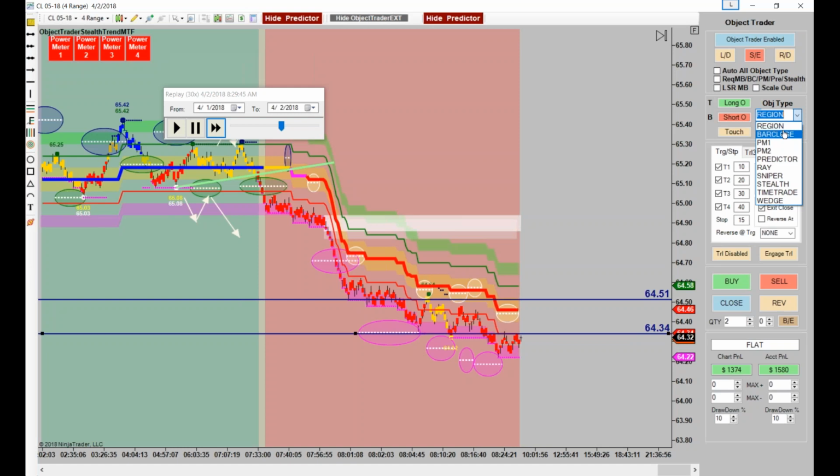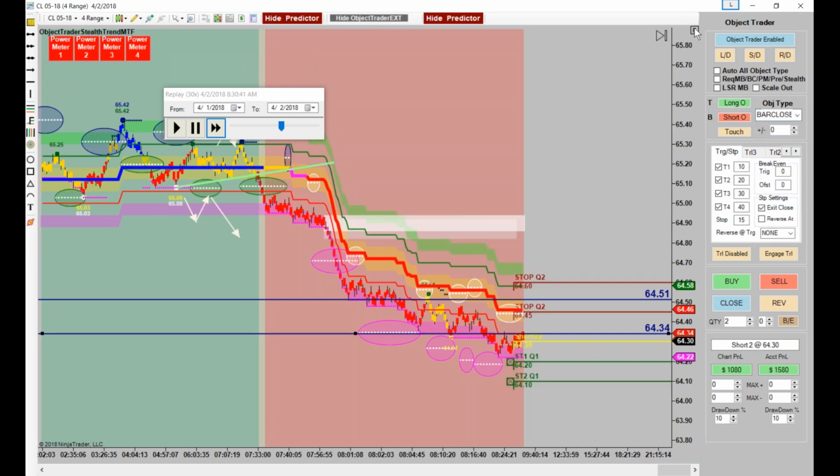Region, sorry about that. Gotta go bar close. There we go. Yeah, I got region instead of bar close. The one thing about this little tool here, it's got all these drop downs right here, so you can accidentally get on the wrong one. You always got to watch what you're doing. There we go, we got it.